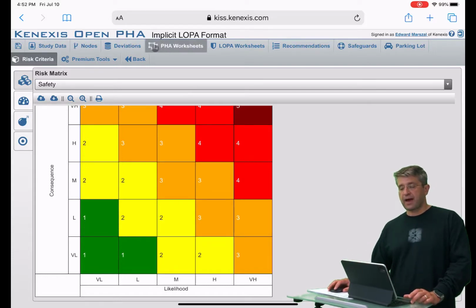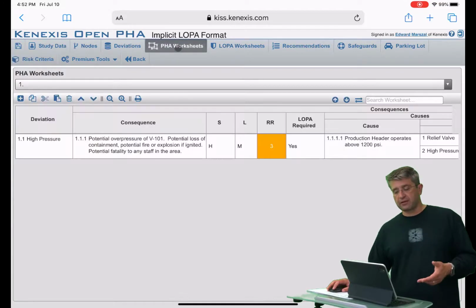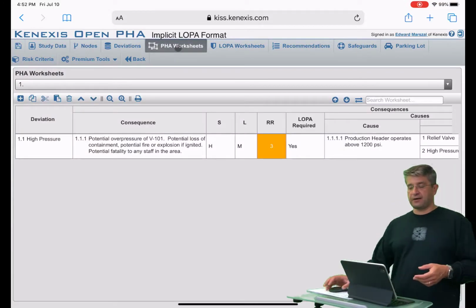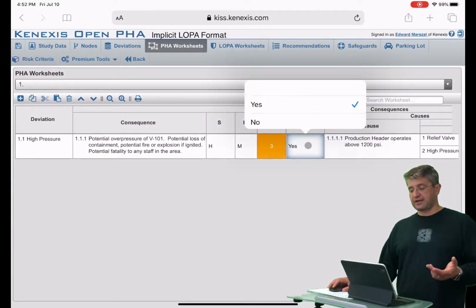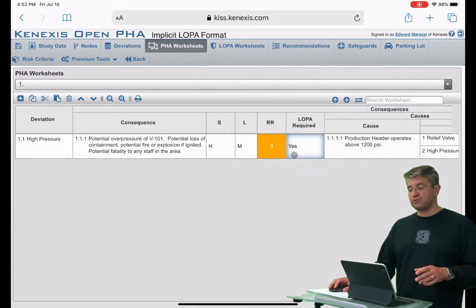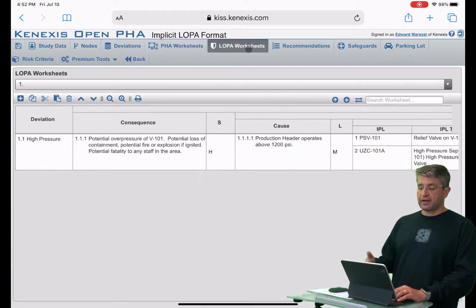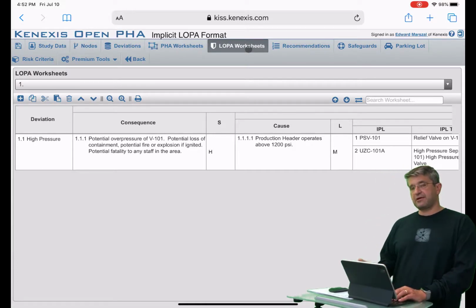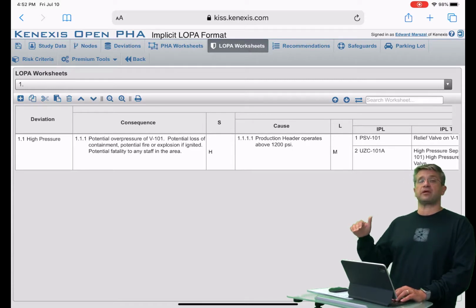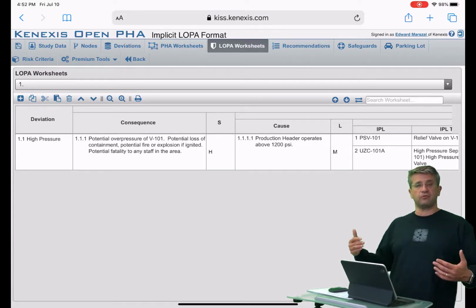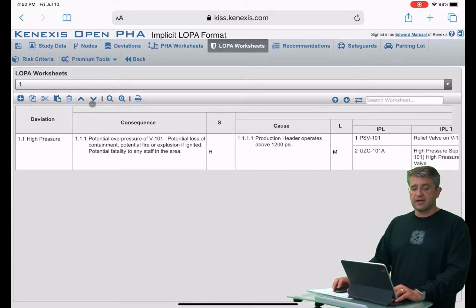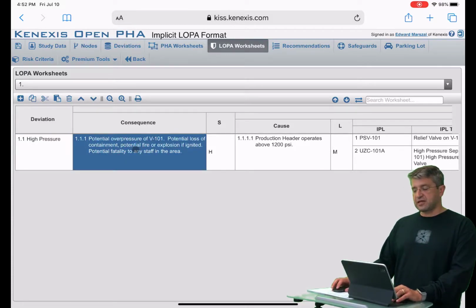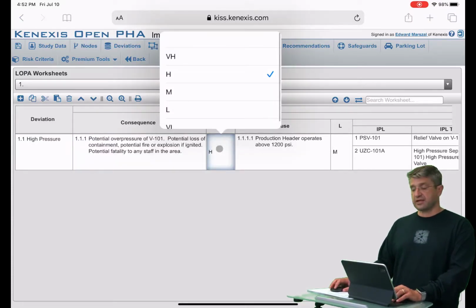So if I go back into my PHA worksheet, you'll see that I have marked yes, that a LOPA is required for this scenario. So when I go into the LOPA worksheets, it's going to show up. And this scenario is going to be almost identical to the one that we just discussed for the explicit LOPA, but we're going to use an implicit LOPA instead. So same deviation, same consequence category.